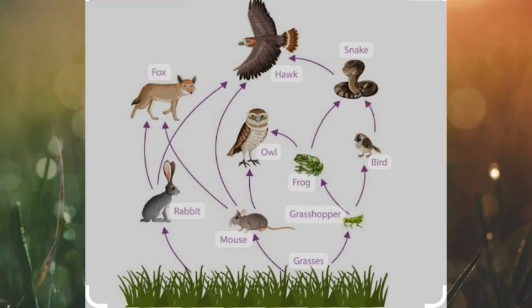Here are some examples of food web. You can see here producers, primary consumers, secondary consumers, and tertiary consumers are present. Mouse, rabbit, and grasshopper directly depend on grasses, and different kinds of other animals like fox, hawk, snake, bird, frog, and owl are depending on primary consumers. So this is a food relationship among these living organisms.